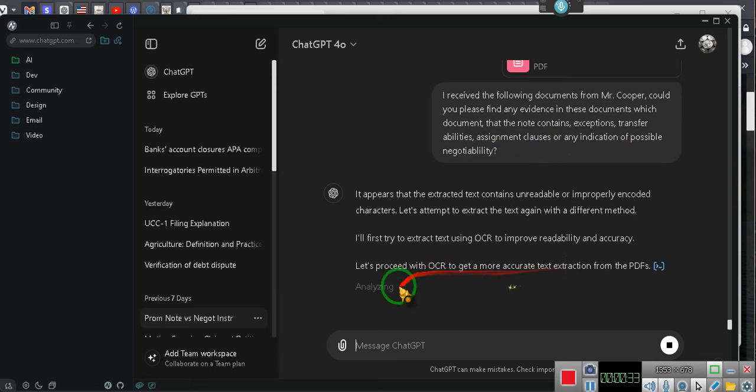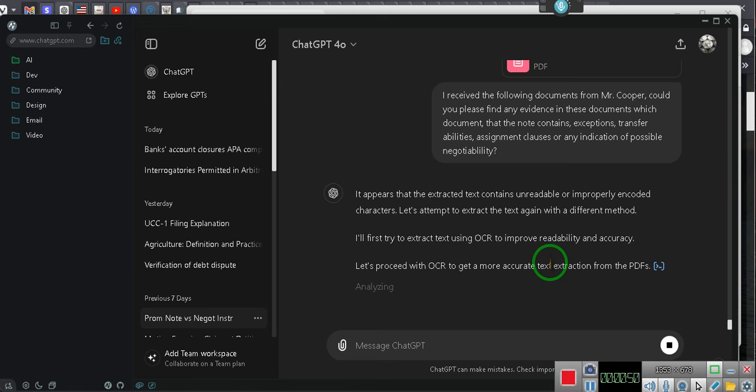So he says, okay, we're going to do an OCR analysis of your documents. Now, this is for all of you. Do the same thing. Take your note and look for transferability language, negotiability language, and exception language. Why? Because a promissory note must be unambiguous.